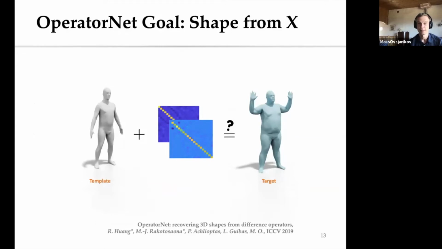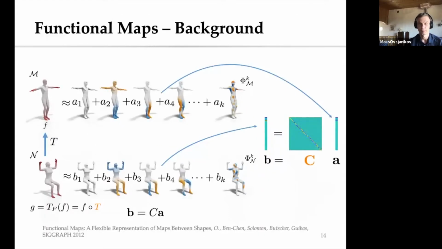And the idea is, instead of representing each shape as an unordered collection of points, we would like to represent it as a set of linear operators, or basically matrices in a discrete setting. And we call the network that takes these operators and produces the shape operator net. And basically it operates in the space of linear functional operators, right? And so just to explain how this works, I need to introduce this notion of functional maps.